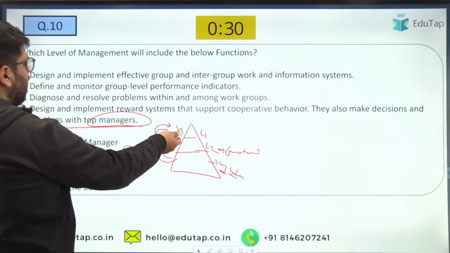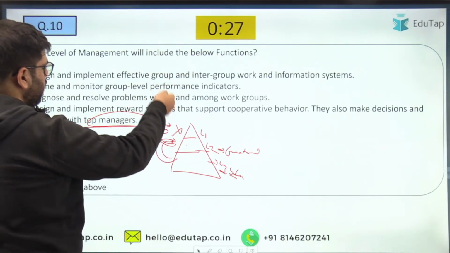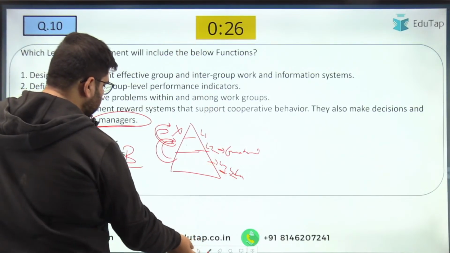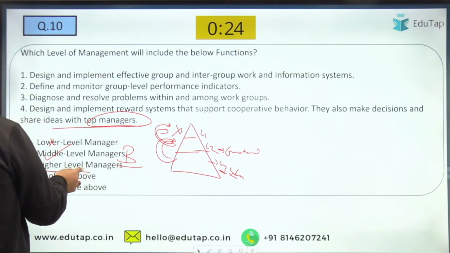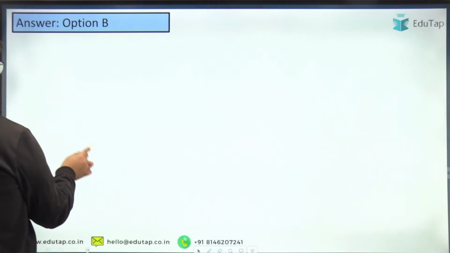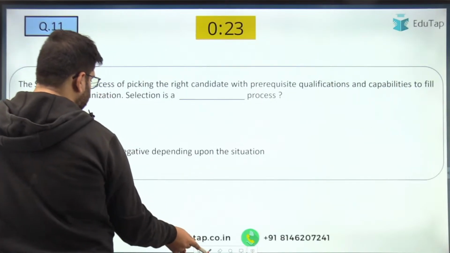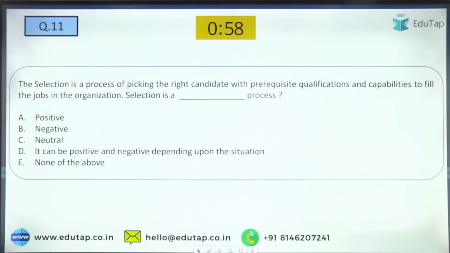And how will the higher level share with top managers? Higher level के ऊपर तो organization ही बंद होगी, right? So the answer will be option number B. Let me check also. Yes, B is the correct one. Let's move forward to the next question, question number 11.